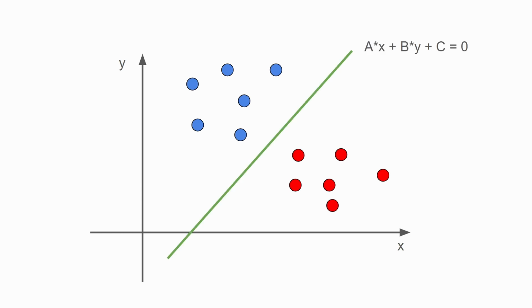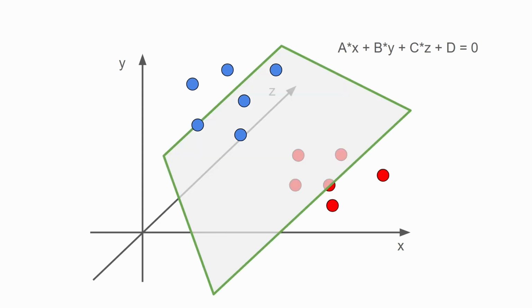For linearly separable data, we can separate them using a hyperplane, which in our two-dimensional case takes the form of a straight line with the equation a times x plus b times y plus c equals 0. Data on one side of the line will be classified into one category, while those on the other side will belong to the second category. In a 3D space, a hyperplane takes the form of a flat plane. Unfortunately, I can't visualize higher dimensions, but the mathematical representation of these equations remains consistent.